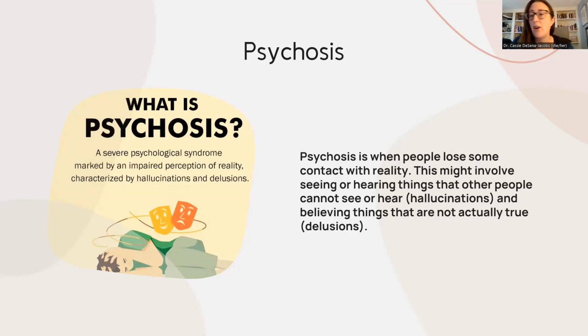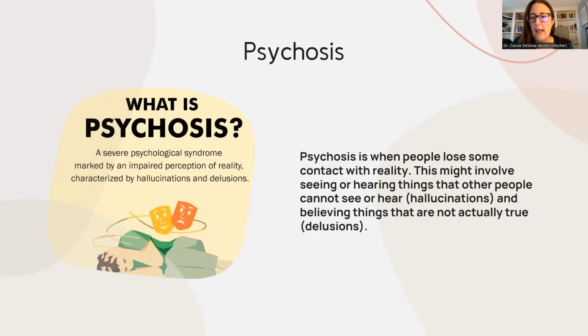Delusions, which occur where a person has strong beliefs that are not shared by others. So a common delusion would be someone believing that there's a conspiracy to harm them. The combination of hallucinations and delusional thinking can cause severe distress and a change in behavior. The symptoms of psychosis are often categorized as either positive or negative.